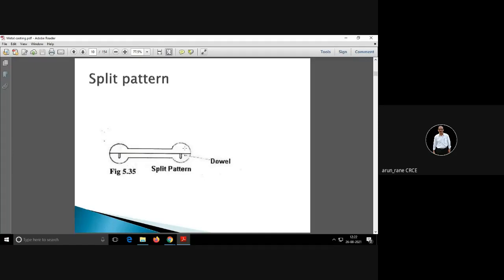If they do not match properly, this will shift here and this will shift here, so you will not get a proper circle. Okay, so that's why you have to have dowel pins. Then the matching will become perfect. You will get a proper dumbbell if your matching is perfect, and perfect matching is done with the help of these dowel pins. So this is your split pattern.